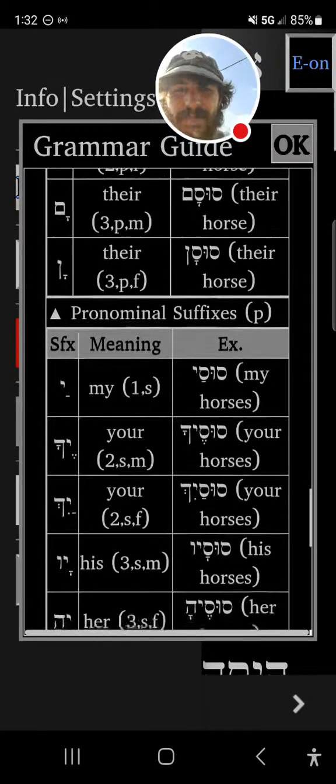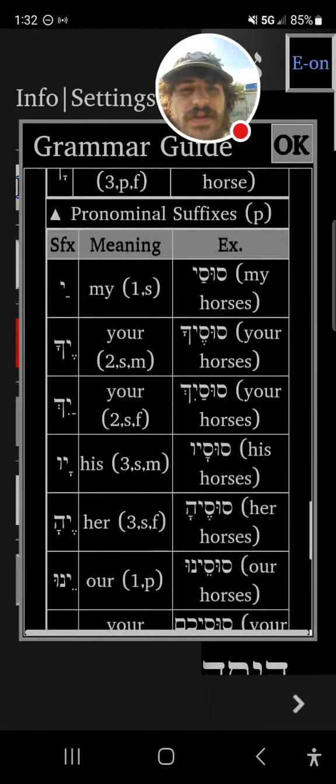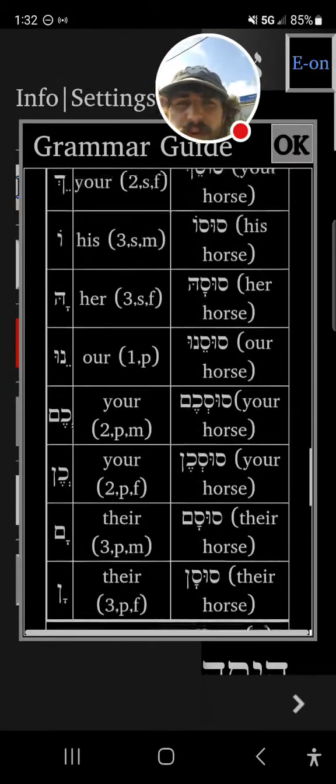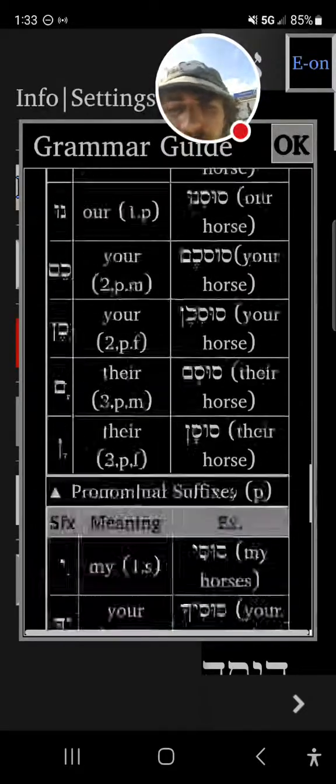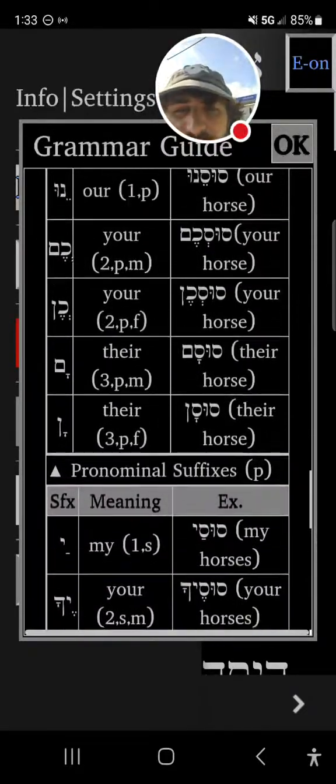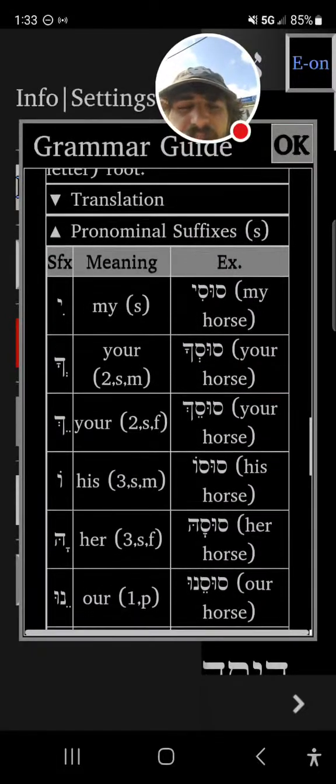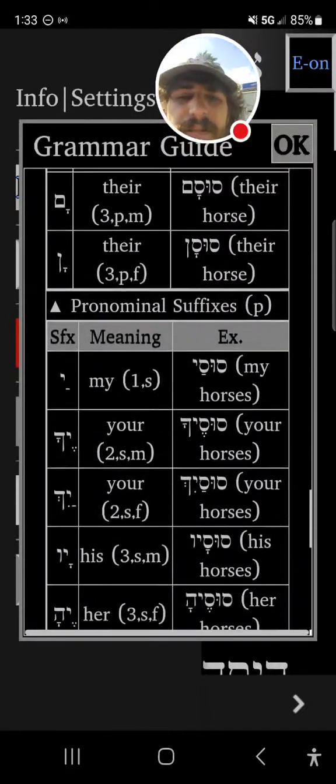All right. Now let's do suffixes. Oh, we just did suffixes also. So what's the difference? This is pronominal suffixes, and this is pronominal suffixes. Well, that's singular, and this is plural. I don't know. Let's see.